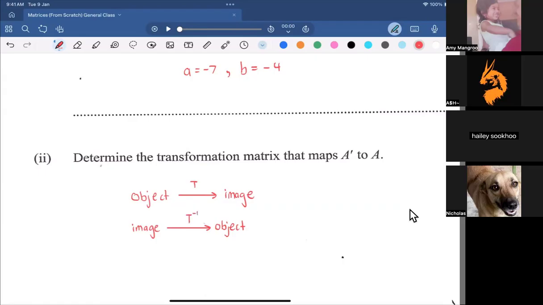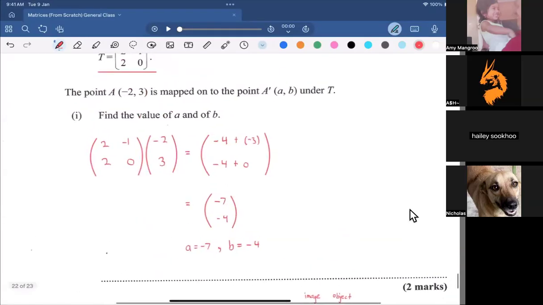So Sasha, we want to figure out how to go from A prime to A. Do you think A prime is the object or the image? Tell me, Sasha, do you think the image? A prime is the image? We want to know how to go from the image to the object. Now, if we want to go from the image to the object, it is the opposite of T.